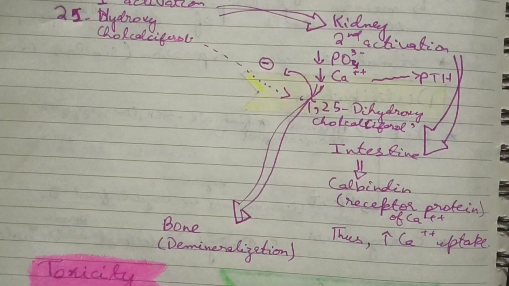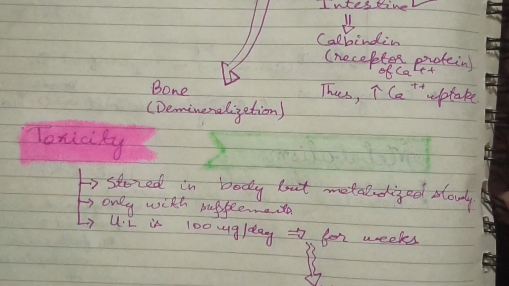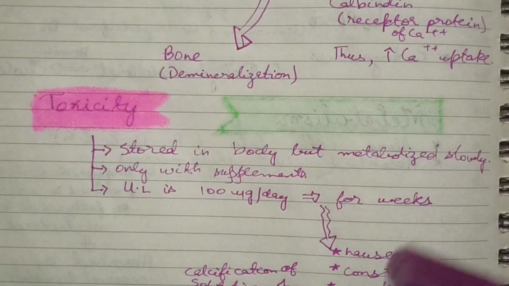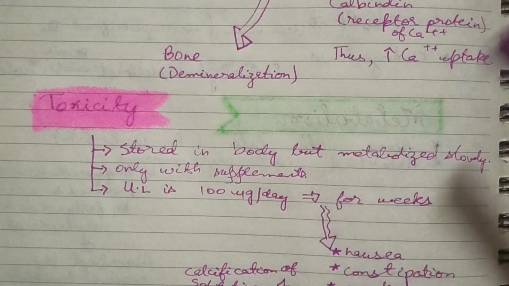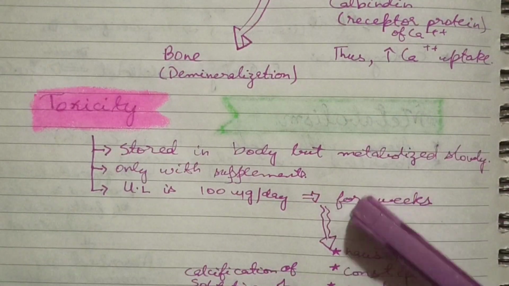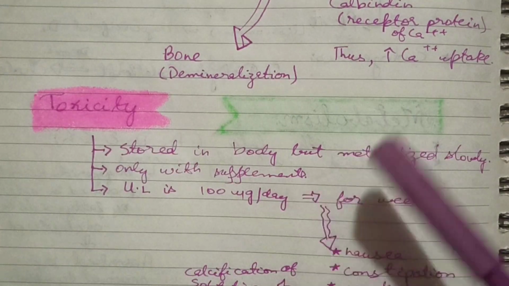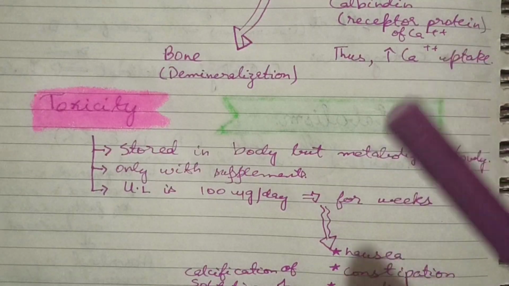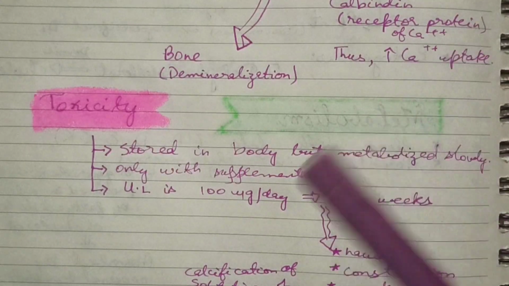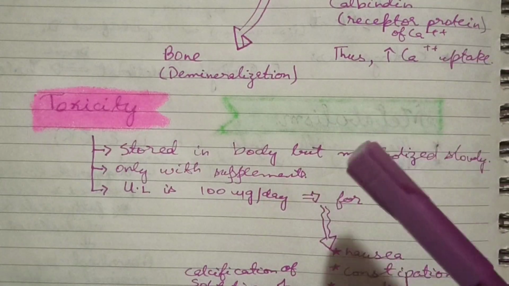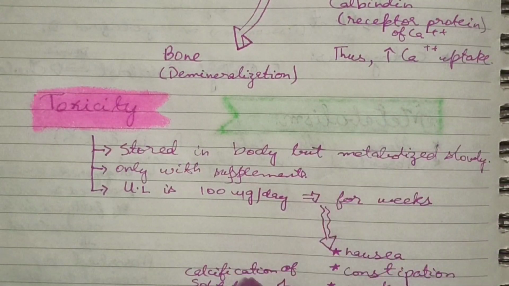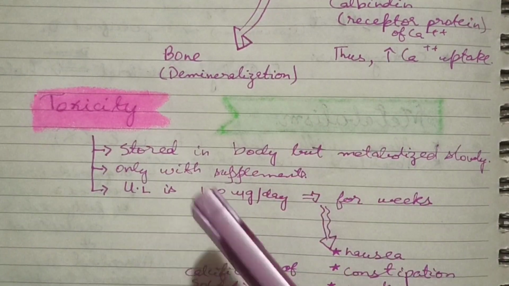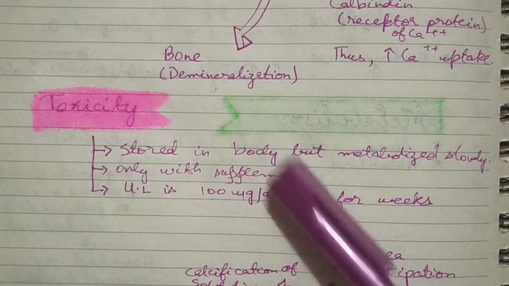Now we will come towards the clinical notes or the toxicity. Of course, it is a fat soluble vitamin. It is stored in the body, but it is metabolized slowly. When it is metabolized slowly, higher quantities will cause toxicity. The toxicity is only with supplements, because if the skin is producing more and more cholecalciferol, it won't be converted into its activated form if we have sufficient quantities of calcitriol. So the only possibility is through supplements, but the upper limit for it is 100 mg per day.